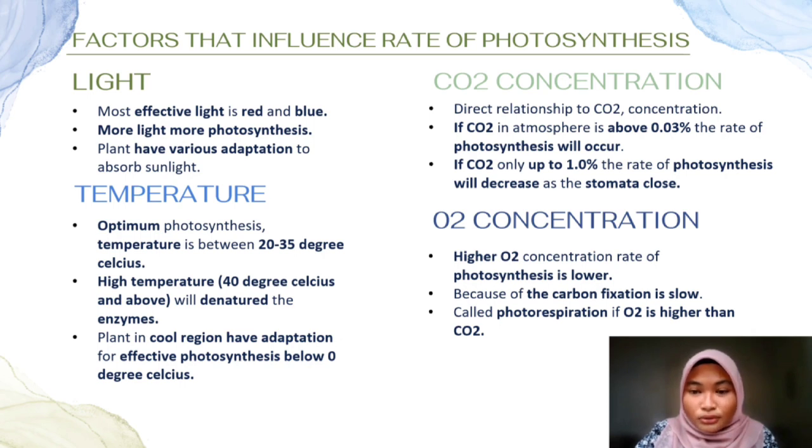For CO2 concentration, there is a direct relationship with CO2 concentration. If CO2 in the atmosphere is above 0.03%, photosynthesis will occur. If CO2 goes up to only 1%, the rate of photosynthesis will decrease as the stomata close. For O2 concentration, the higher the O2 concentration, the lower the photosynthesis because carbon fixation is low, called photorespiration, if O2 is higher than CO2.